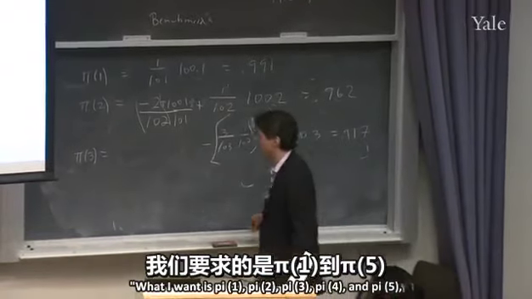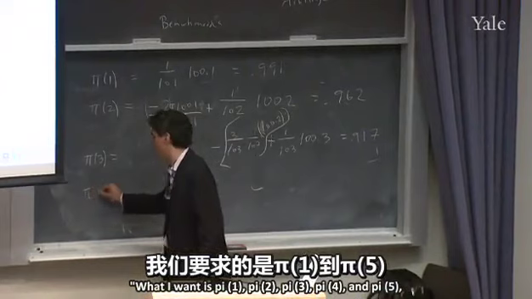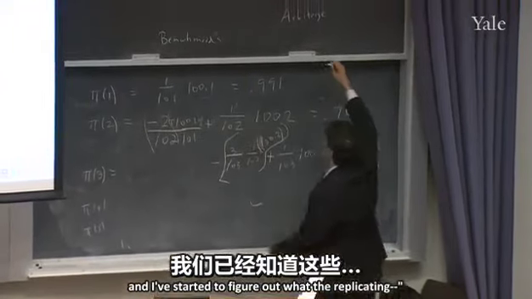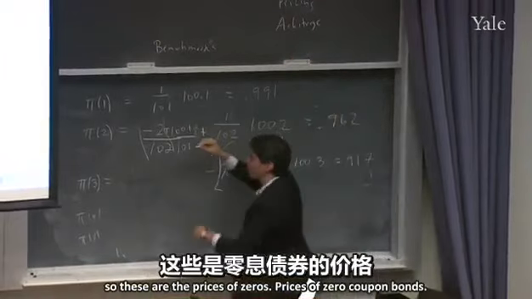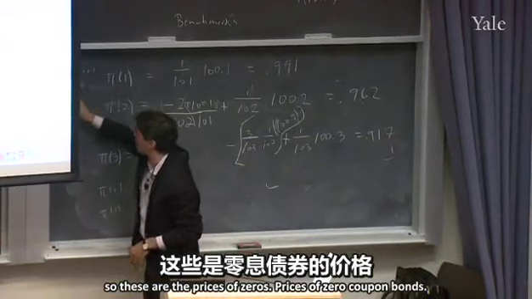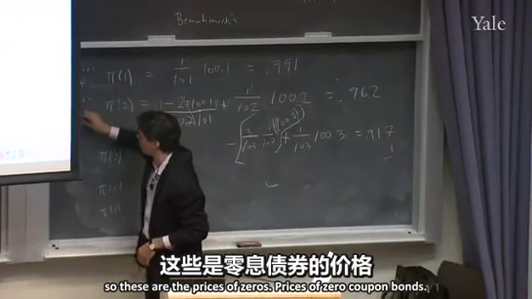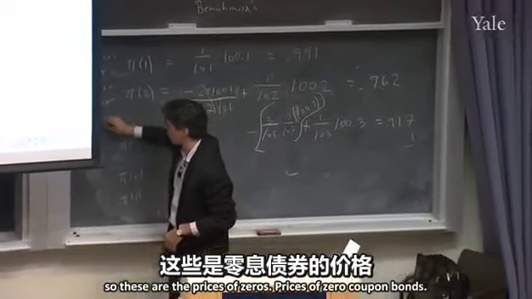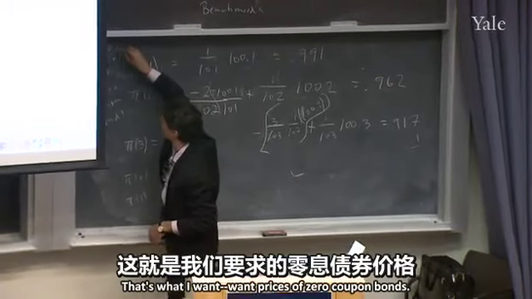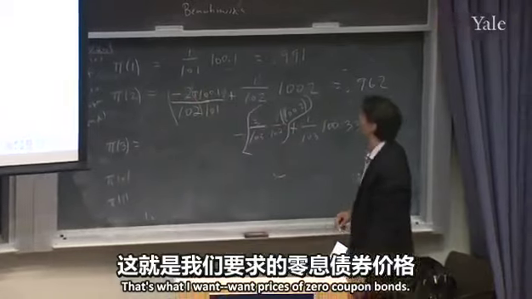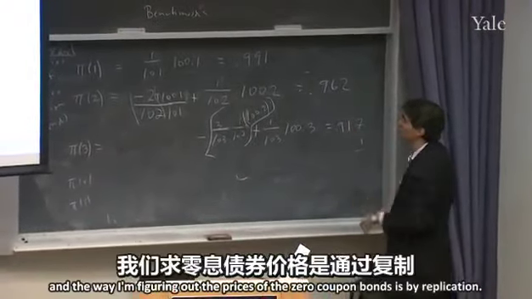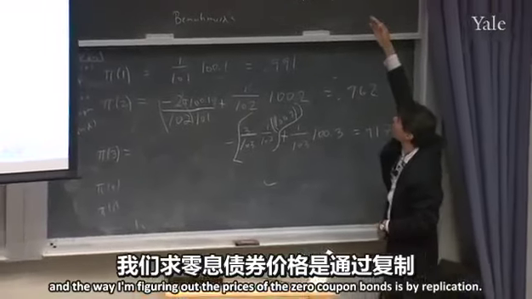what I want is pi 1, pi 2, pi 3, pi 4, and pi 5. These are the prices of zero coupon bonds. That's what I want. I have the prices of the Treasuries. And the way I'm figuring out the prices of the zero coupon bonds is by replication.